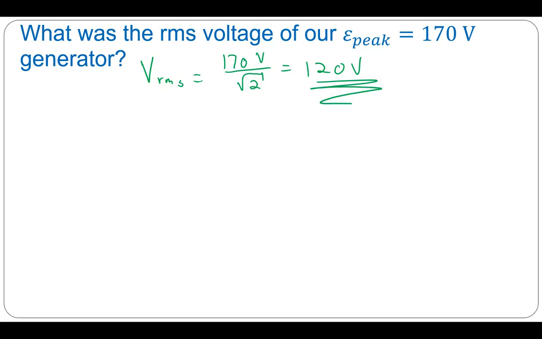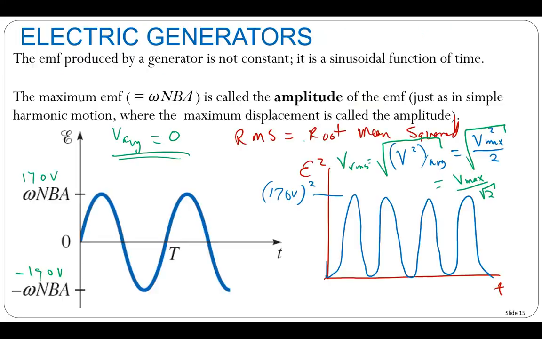So the voltage we have coming out of here is 120 volts. That's the RMS value, so it means it has a peak voltage of 170 volts. What's its minimum voltage? Is it zero? It's negative 170. The peak is 170, so the minimum is minus 170.